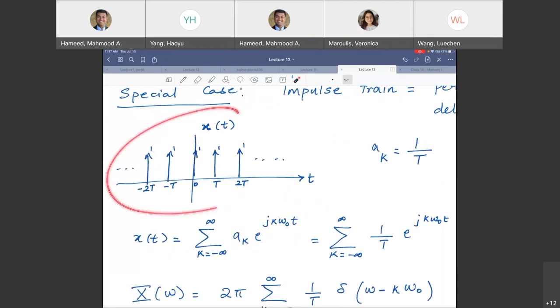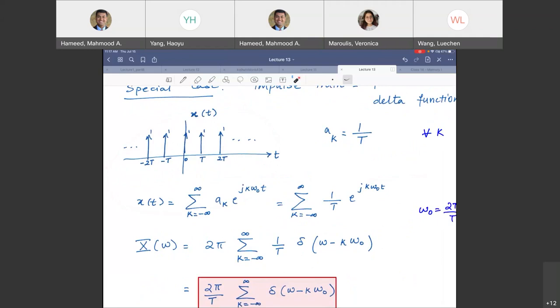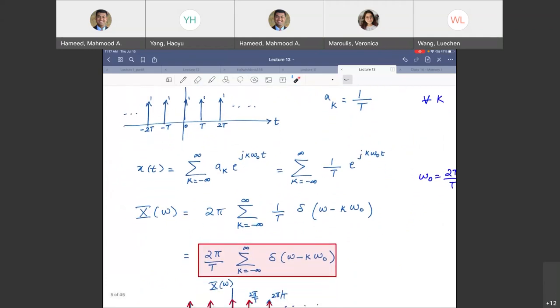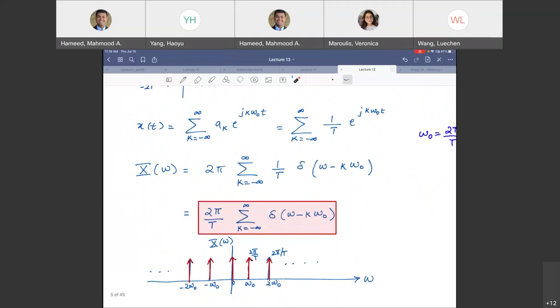x(t) is this, an impulse train. The Fourier series coefficients of this impulse train are 1 over T for all k. We know that from before. If you substitute that in our formula here, what do you get? 2 pi times the summation from k equals negative infinity to infinity of a_k, which is 1 over T, times delta of omega minus k omega naught, which are impulses at k omega naught. So here, you get the weights of the impulses to be 2 pi divided by T, but you have impulses at k omega naught.